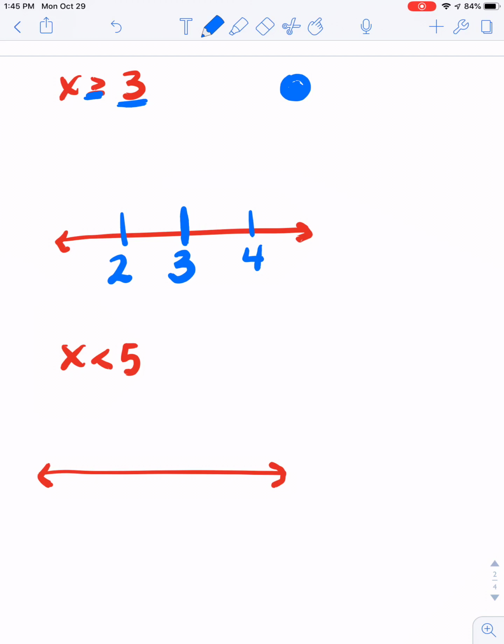Okay, now at that 3, it's going to be a closed circle because of the equal to, and the inequality points in this direction, so my line's going to go in that direction. Remember, that's going to be true. The inequality is going to point the way that the line goes as long as the variable that you have, which is x in this case, comes first.